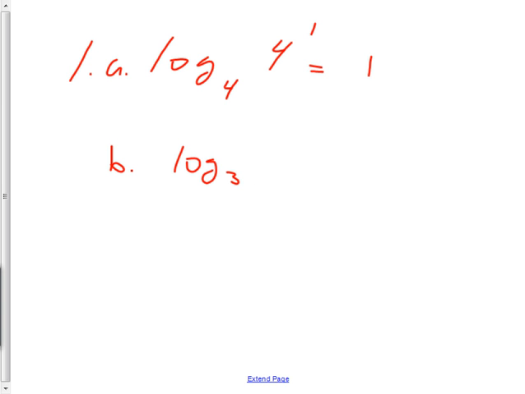So if I can rewrite that as 3 to the fourth, do you get how it's basically the same kind of a question? If these two are the same, then what's the answer? The exponent. And what is the exponent? 4. So the answer is 4. All right.